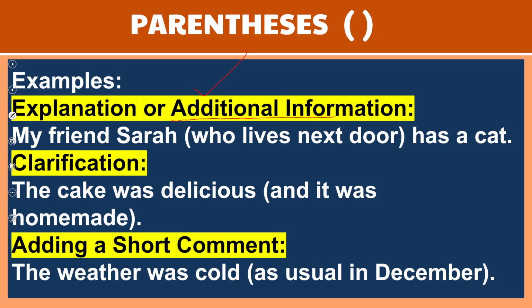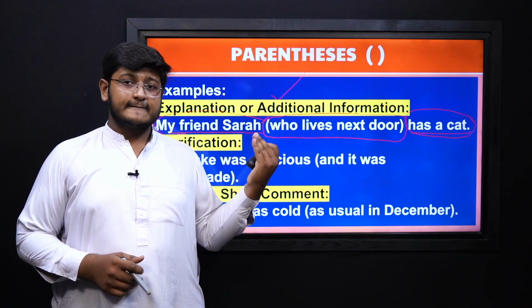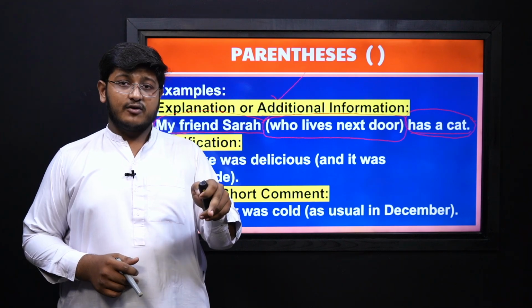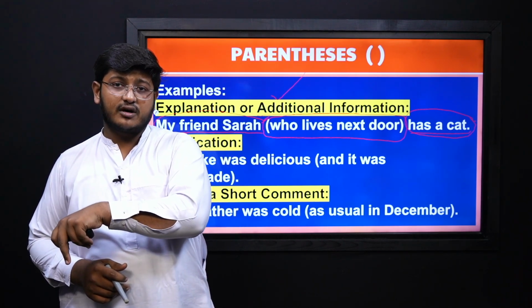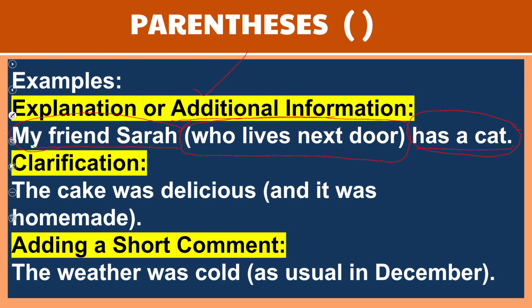So there is a main text: my friend Sarah has a cat. This is the main sentence. Where is the additional information? The additional information is in the parenthesis. And what is the additional information? Who lives next door. So here parentheses are used to give extra information, and within the parenthesis the writer mentioned that Sarah lives next door. So here the parentheses are used to give additional information.